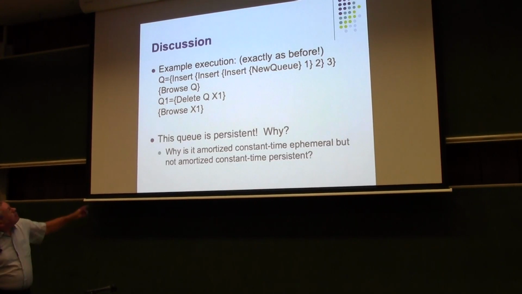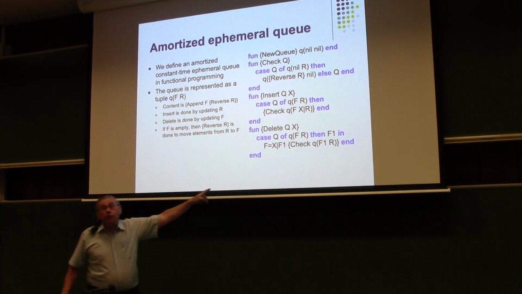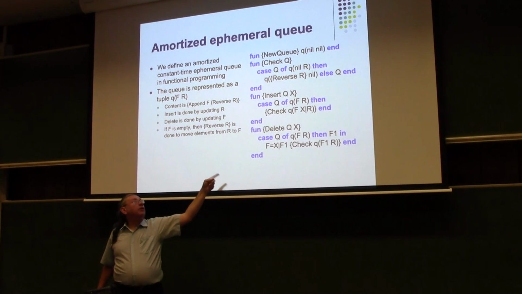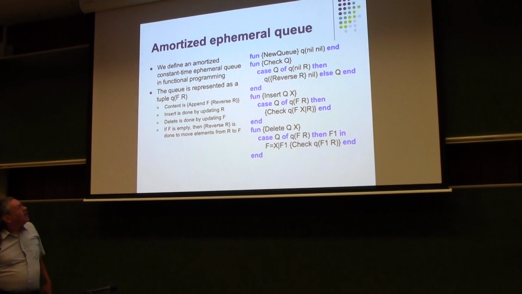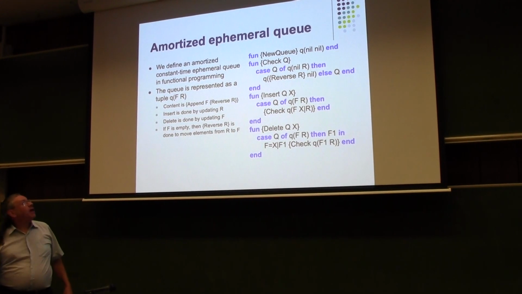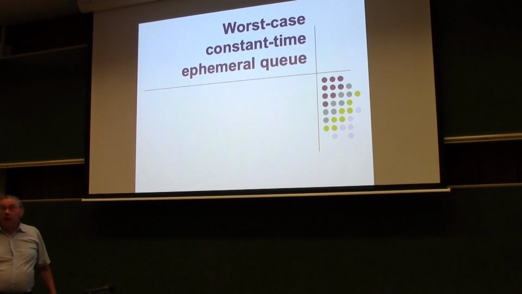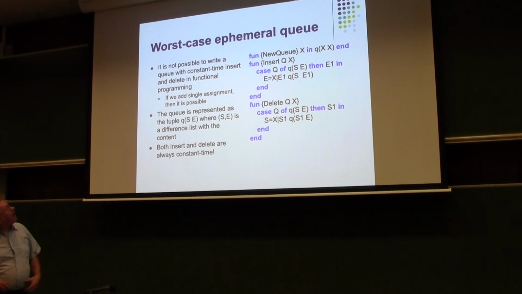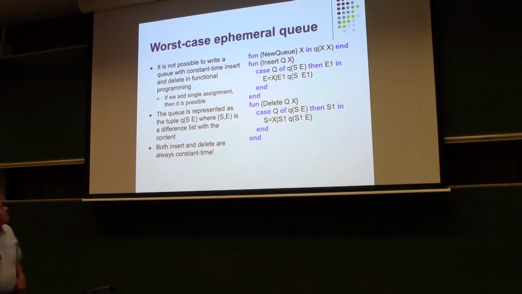The previous example here was amortized, and this was running in pure functional programming. Okay, no unbound variables here. And that's the best you can do in pure functional programming; you can't do better than that. In order to do better, you need a more powerful declarative paradigm. And if you add single assignment, unbound variables, then you can do it.